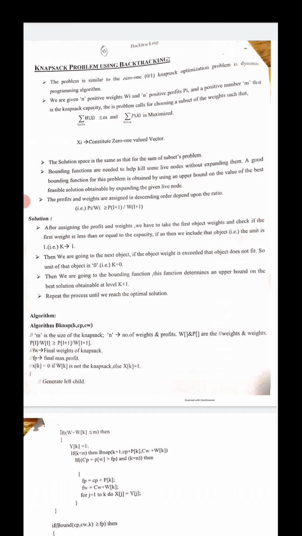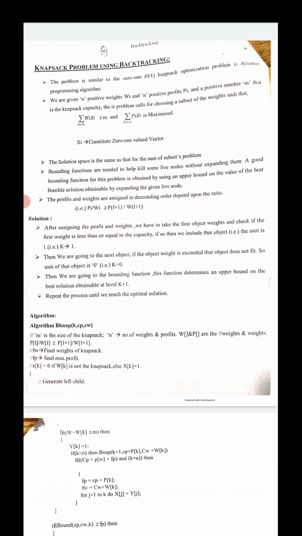What is the 0/1 knapsack problem? The problem is similar to the 0/1 knapsack optimization problem. What is the meaning of an optimization problem? It is the best or most favorable solution for a given objective function that either maximizes or minimizes. That problem is solved by a dynamic programming algorithm.